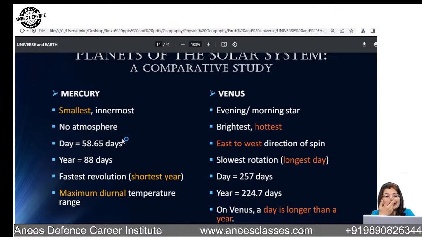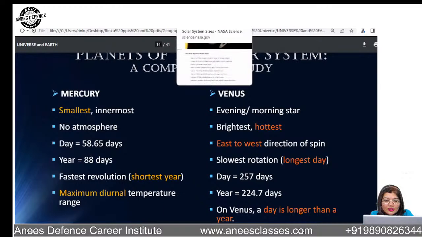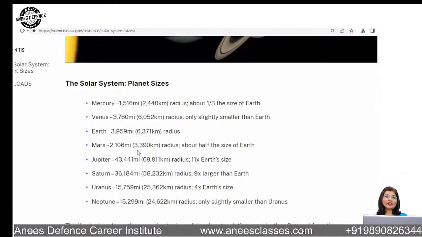Let's consider the size of the planets. We've already discussed that Jupiter happens to be the largest of all planets. Here we are. The largest of all planets is obviously Jupiter, and the next planet in size is Saturn. Saturn happens to be the second largest planet, followed by Uranus and Neptune. So once again, the Jovian planets happen to be those which have larger sizes.